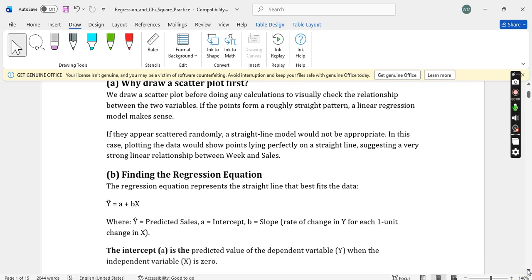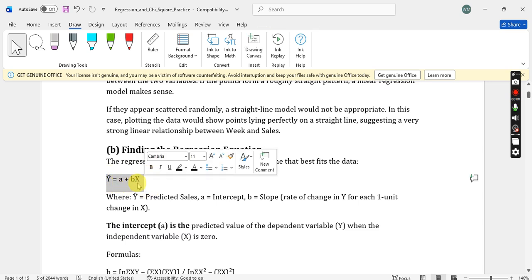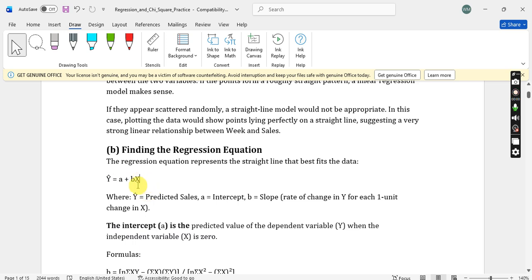Next, we need to find the regression equation. As we can see, the equation is in this format: y equals a plus bx. A represents the intercept, when our x value is 0. So when the week is 0, how many sales do we make, basically, in this case? The intercept is just showing you the value of y, which is your dependent variable, sales in this case, when the x variable, the weeks, is 0.